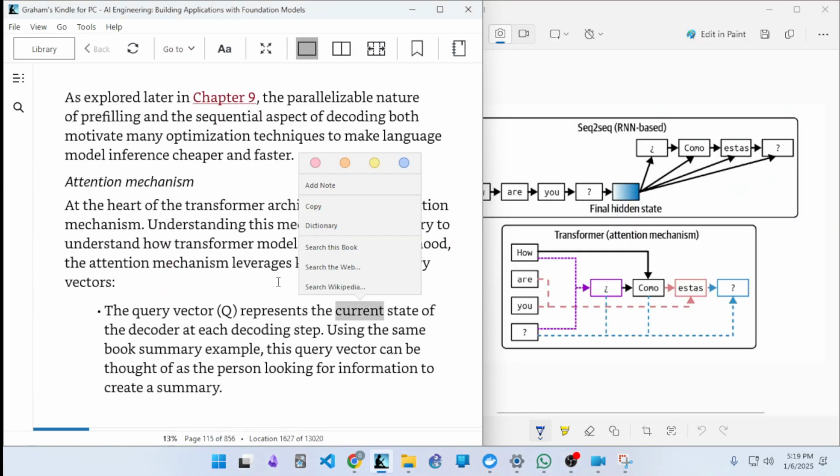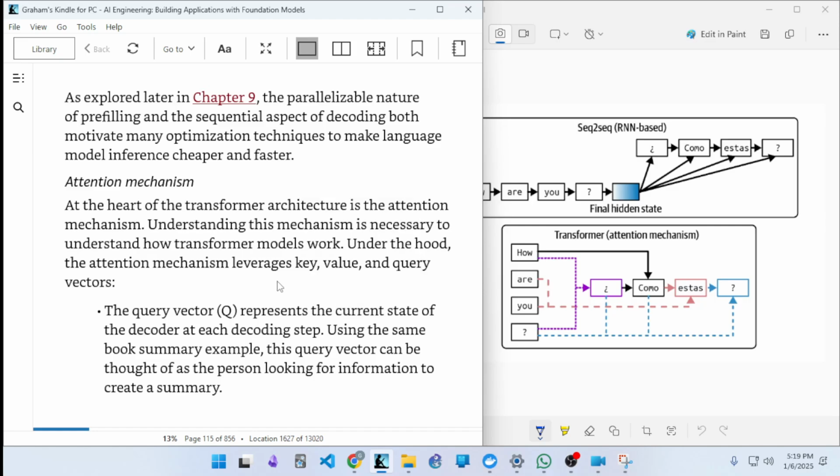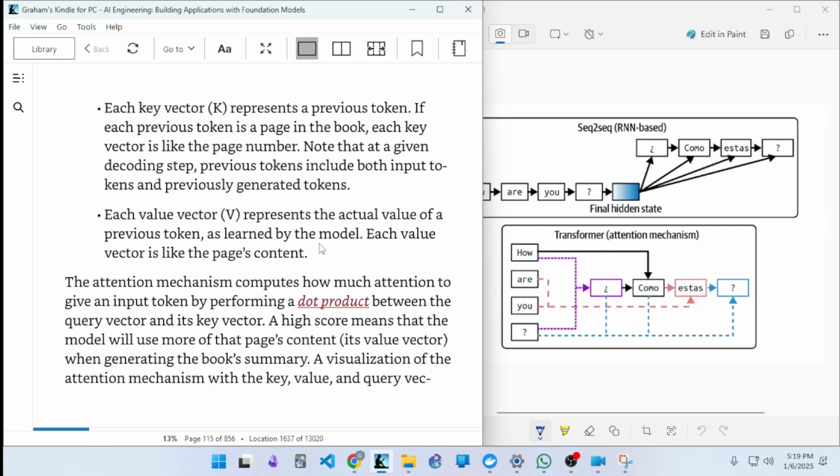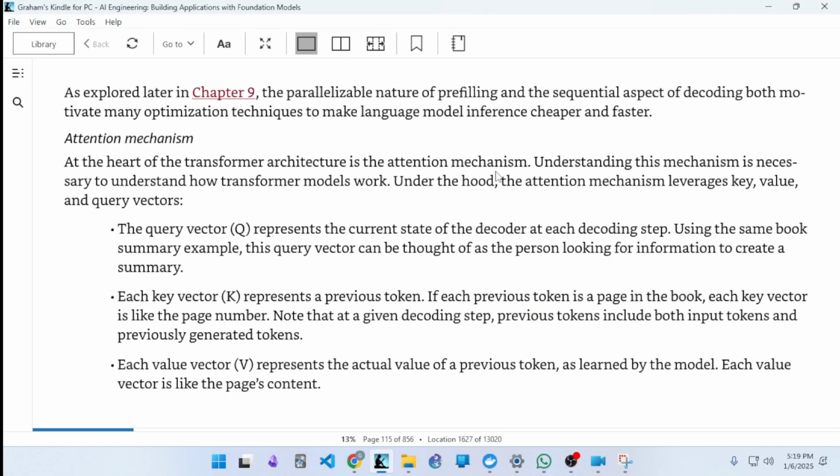So let's see what each of these vectors do. So the query vector represents the current state of the decoder at each decoding step. Okay, so I don't think this shows the vectors. We'll probably get another diagram later that shows the vectors.